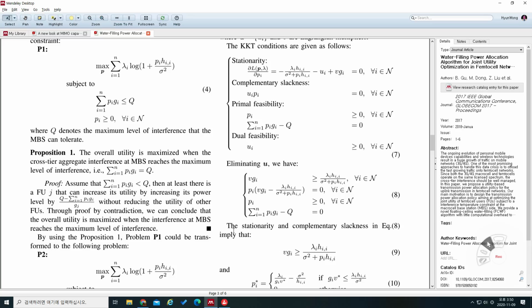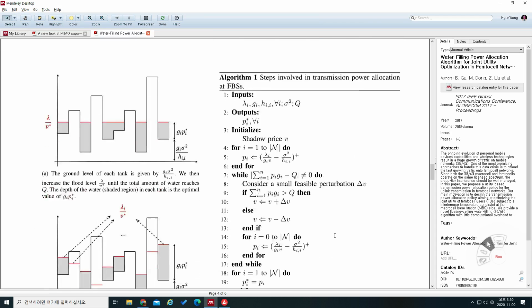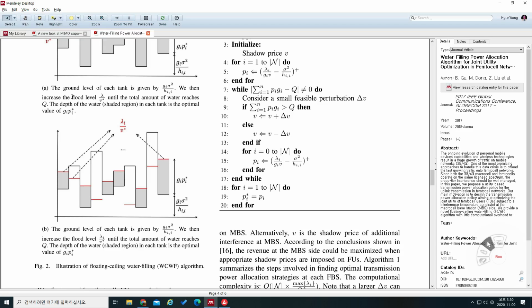Eliminating mu, we have that the stationarity and complementary slackness conditions imply that Equation 10 can be rewritten as follows. With the maximum transmission power allocation p_i and needing to be feasible, this gives the ground level of each tank as sigma squared over h_i g_i. We then increase the fluid level of v until the total amount of water reaches Q. The depth of the water region in each tank is the optimal value of g_i p_i.